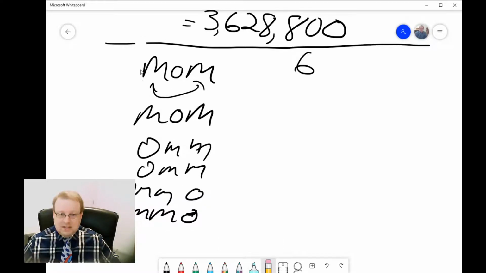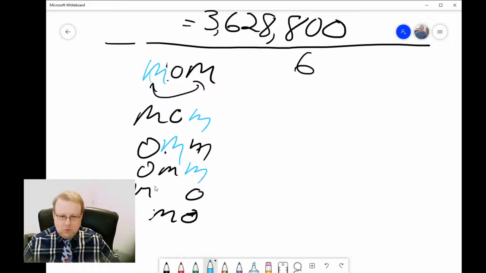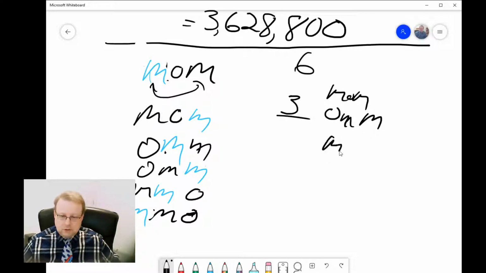Now, if we could tell the M's apart, well, that would be different. Right? If we, say, had a black M and a blue M, well, then we would have 6 different options, but we don't. We've only got 3 differences. There's O in the middle, O at the front, and O at the end. So how do we account for this?